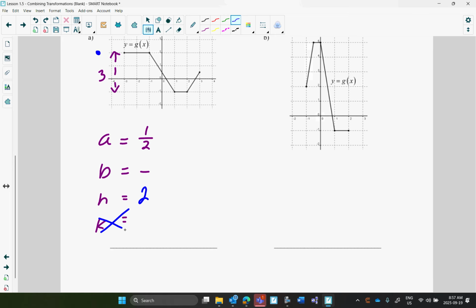You see the transformation equation above, so it's going to be y equals, and then A, which is a half, and then F, open a set of parentheses, and then there's a value for B, so negative, and then open another set of parentheses, and then X minus H, so X minus 2, close and close, don't write plus K. There's nothing for K. K is 0. Okay?